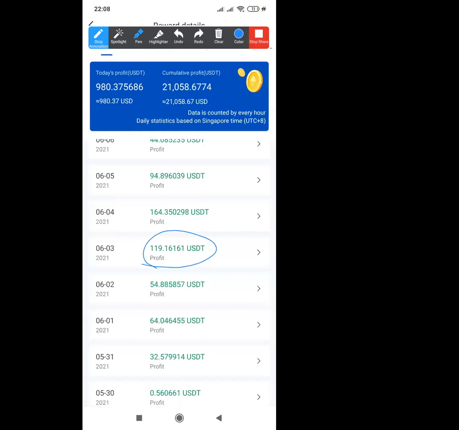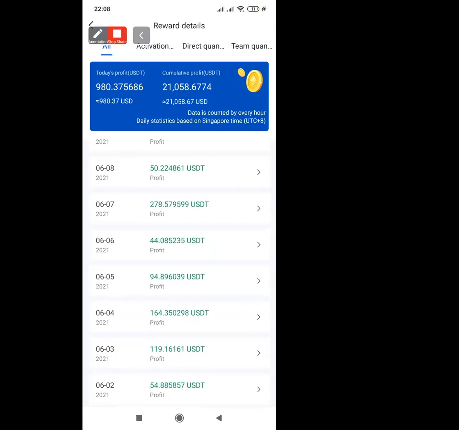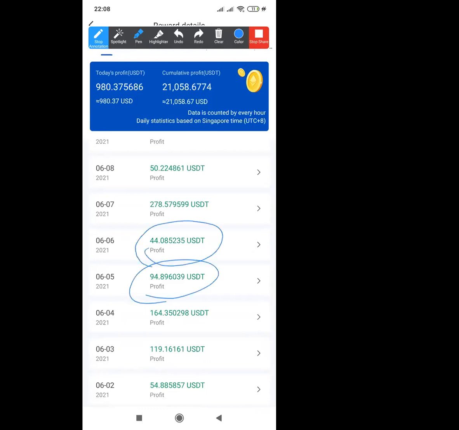And when they came in, I was making money. You can see these are V2 earnings. June 4, I made $164. Now on the 5th of June, you see the earnings dropped. So it is based on the activities, but notwithstanding, I was still making money. You can see I earned $94, I earned $44. Now on the 7th of June, I earned $278. You can see how the earning was growing.